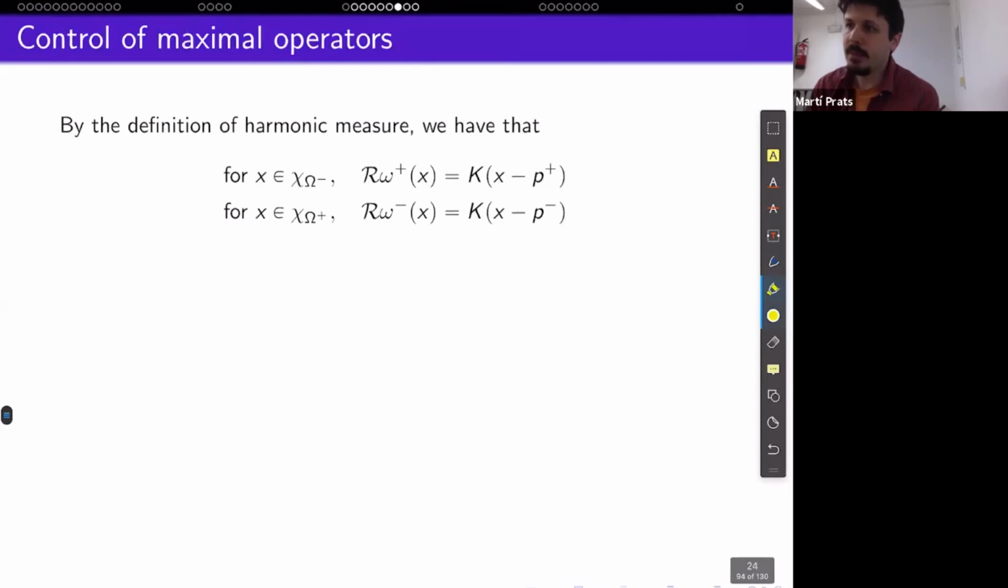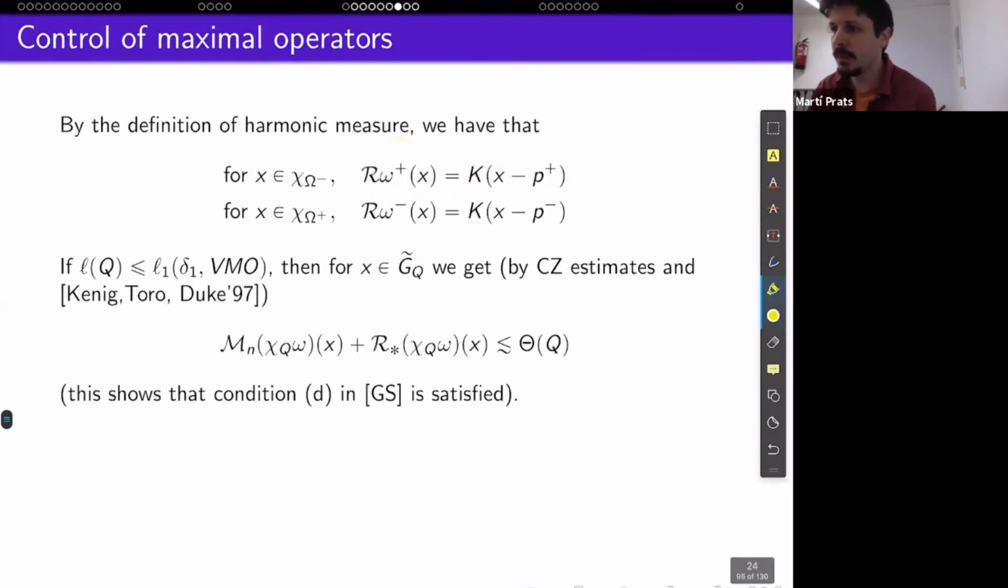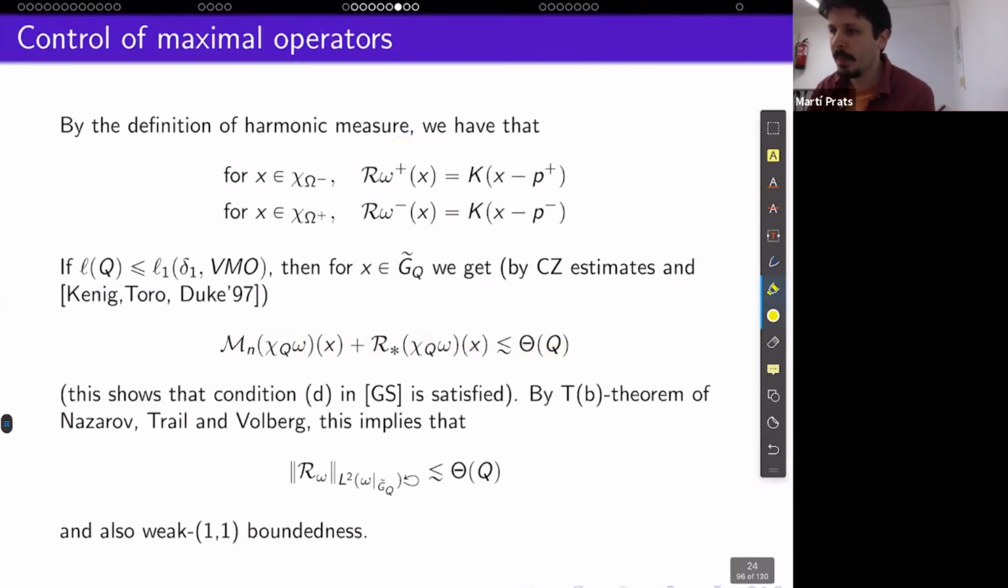So now, by definition of harmonic measure, since the kernel is continuous, you can see easily that the Riesz transform of the harmonic measure is exactly the kernel evaluated, just when you evaluate outside. So here the harmonic measure is inside, so we avoid the poles. And now using these ideas, using Calderon-Zygmund estimates and so on, one can show this. This we have already shown in the previous slide, and this can be shown using the Calderon-Zygmund estimate and so on. And once you have this, there is a theorem by Nazarov and Tolsa and Volberg that this implies that the Riesz transform is bounded in L2 in this good set.